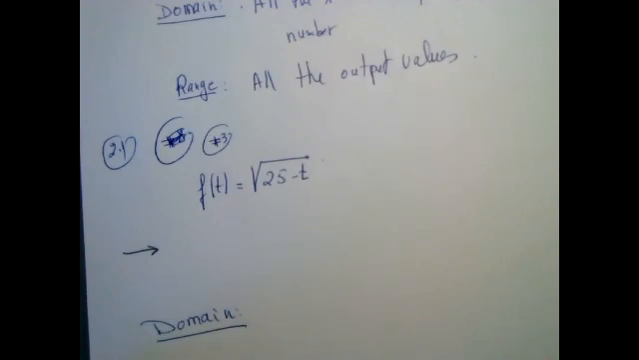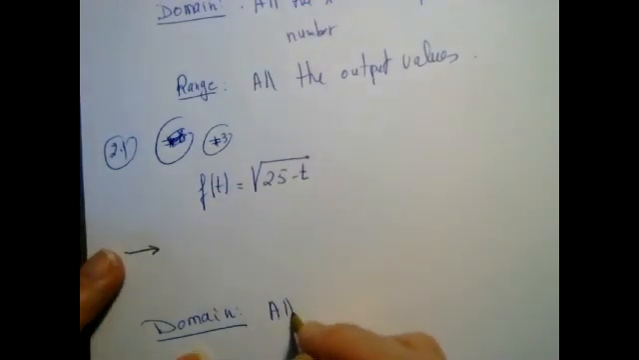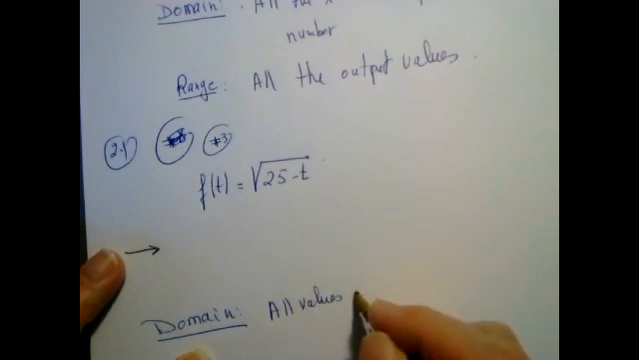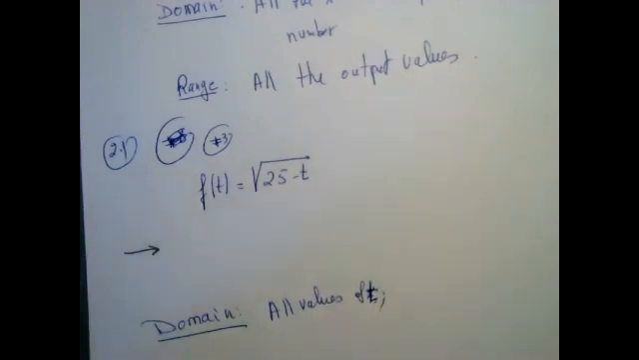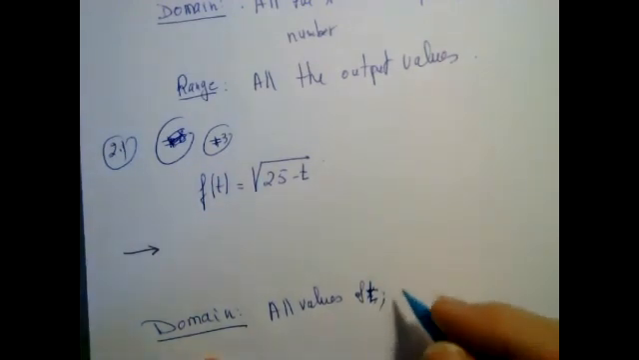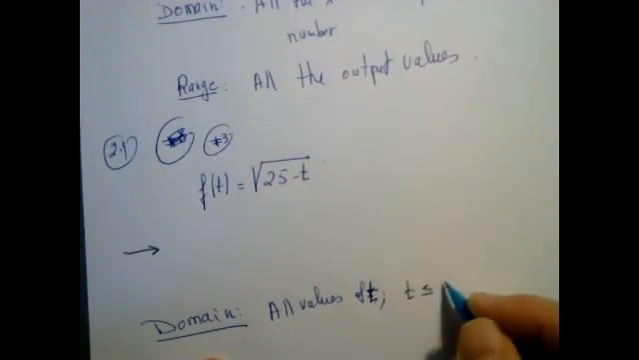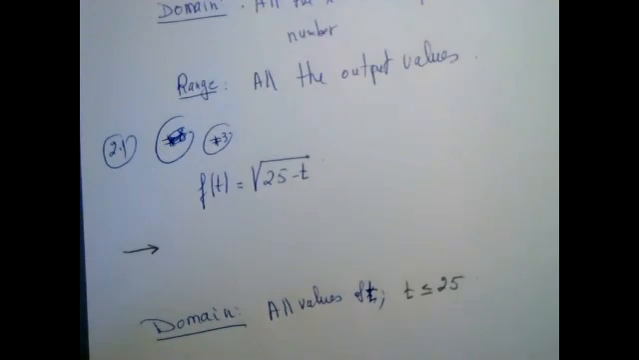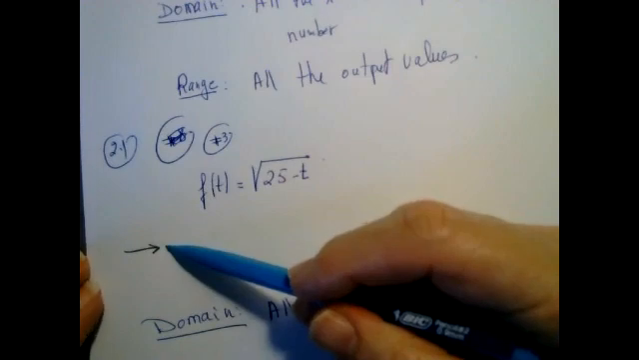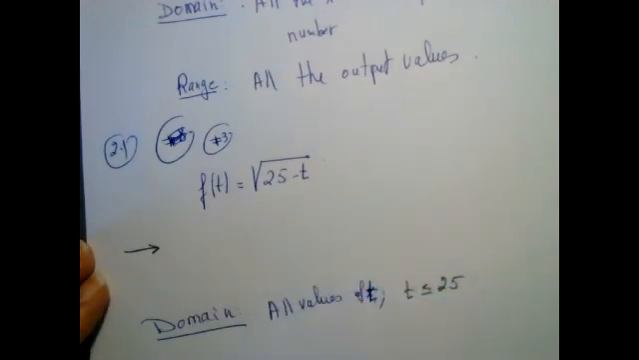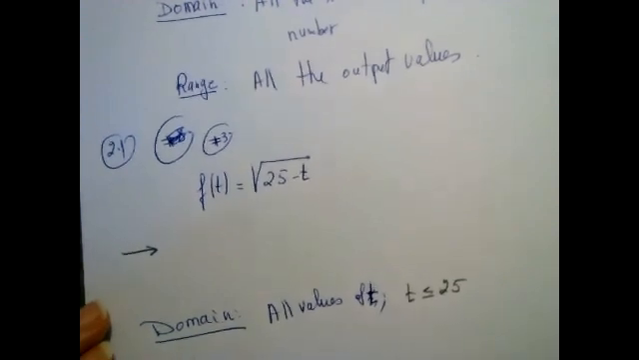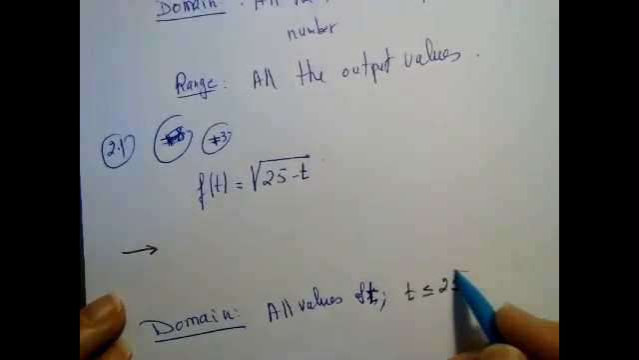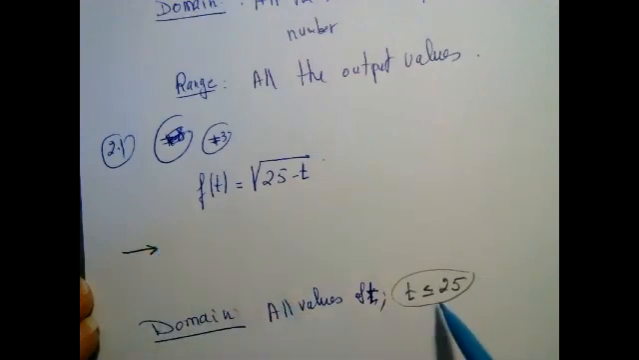One student is telling me all values of X, of t, such that t is less than or equal to 25. That's the answer I've seen. Now I want you to tell me, how do you get that? Your answer is most probably correct, but what do we have to solve to get the answer?